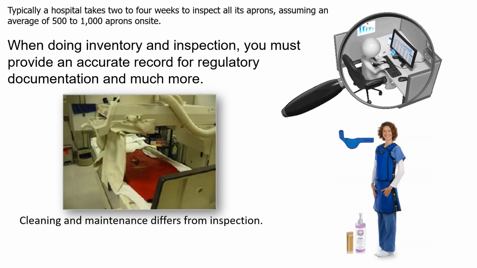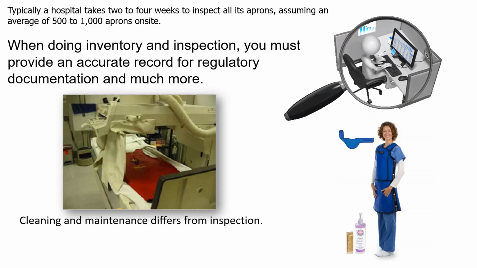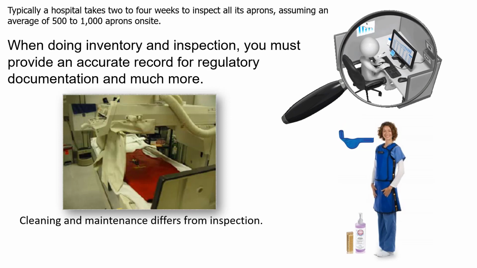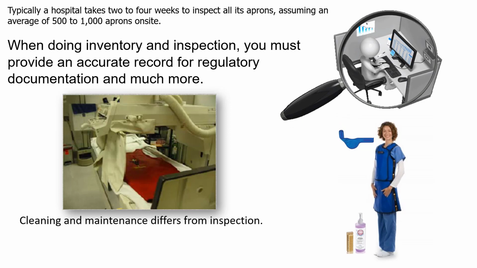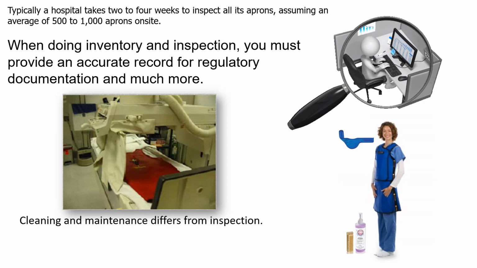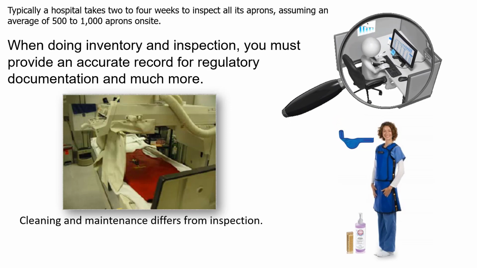Typically, a hospital takes 2 to 4 weeks to inspect all of its aprons, assuming an average of 500 to 1,000 aprons on site, and that is just the aprons. When doing inventory inspection, you must provide an accurate record for regulatory documentation and much more.